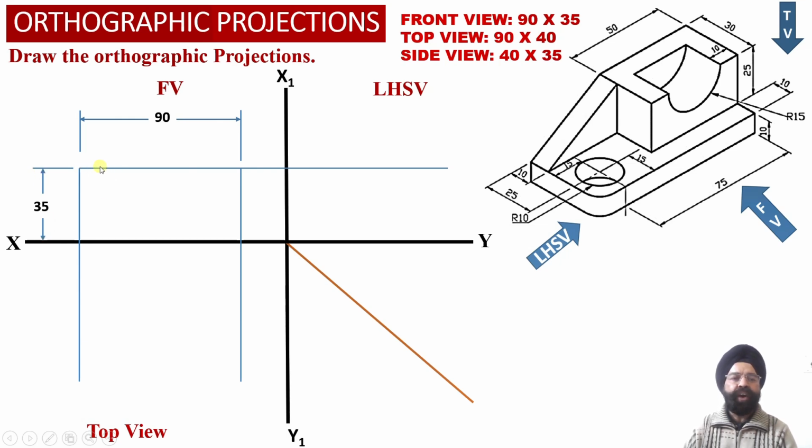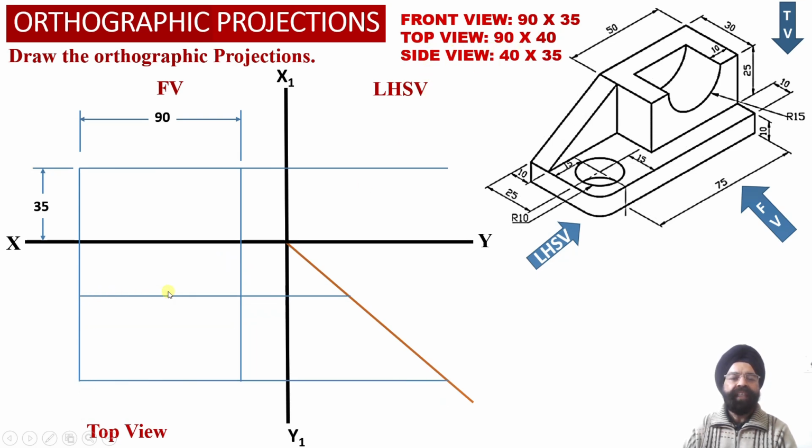we have obtained a horizontal projector line in the front view projections at a distance of 35 millimeter from the XY reference line, and we have extended this horizontal projector line into the left hand side view projections over here, because into the left hand side projection view also the height of the solid equal to 35 millimeter will be required over here. Next we have got into the top view projections.